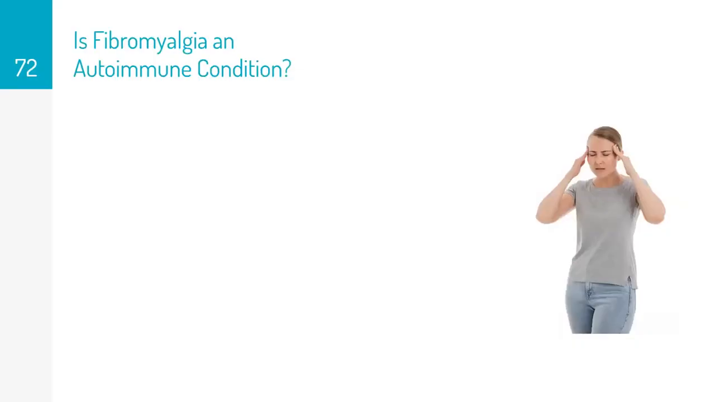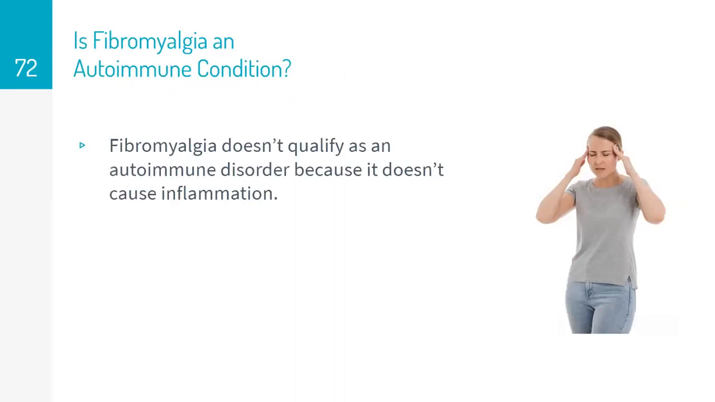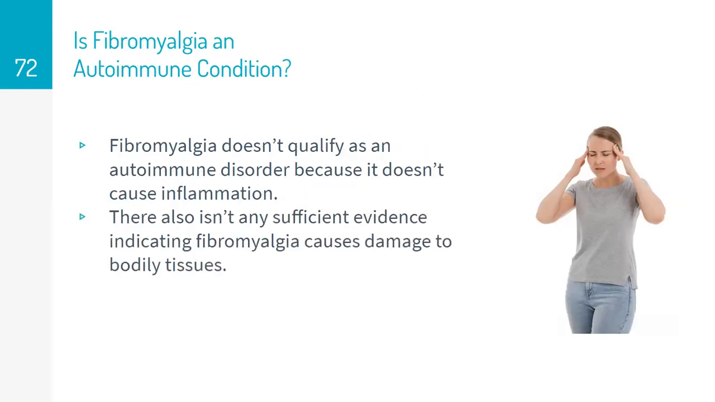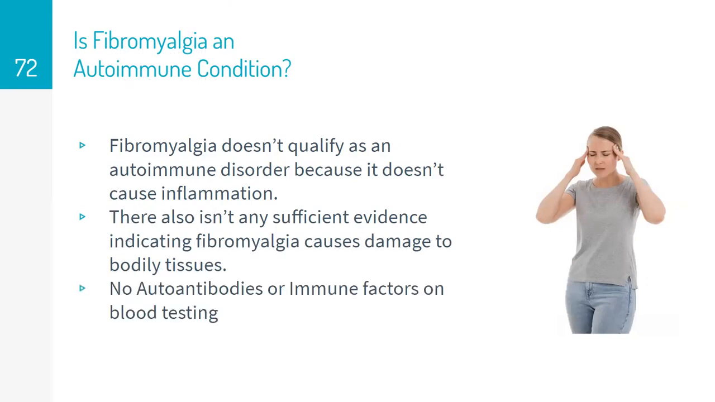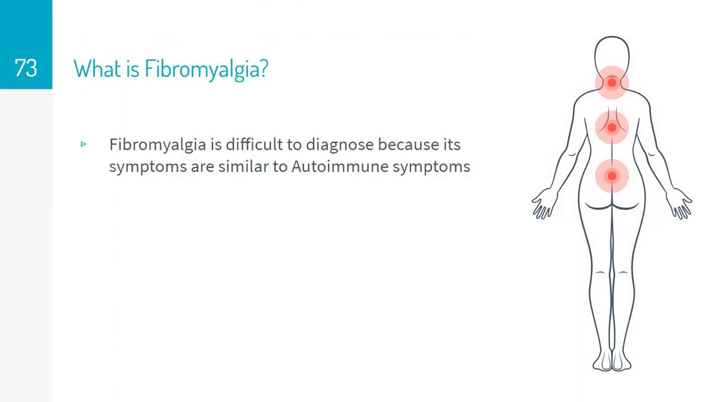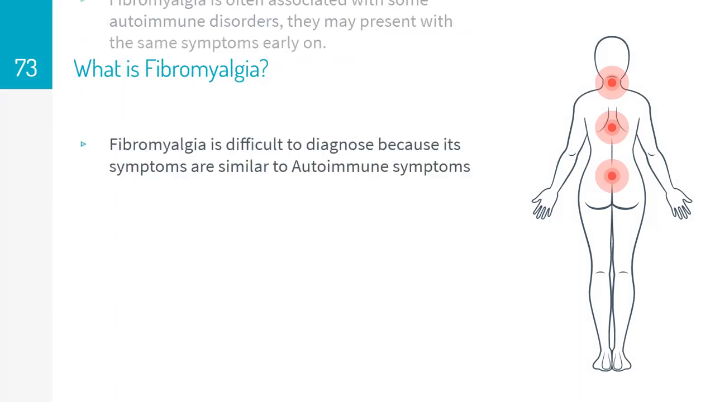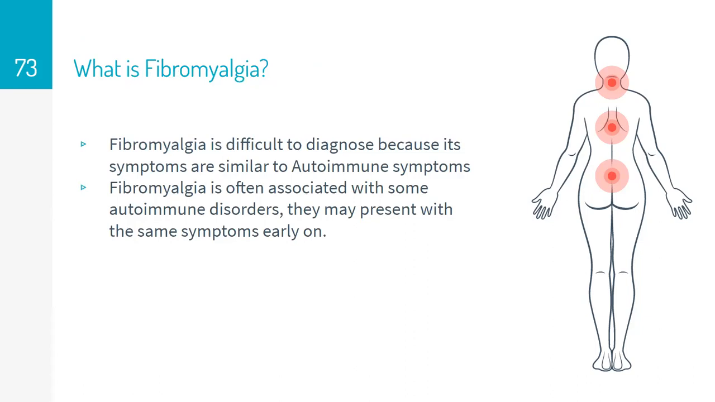And then we get into, is fibromyalgia an autoimmune condition? So it doesn't qualify as an autoimmune condition or disorder because it doesn't cause active inflammation and tissue damage. And as a result, when we do scans of people with primarily fibromyalgia conditions, we don't see structural changes or damage to the tissues. Also, when we do blood tests, there are no autoantibodies or immune factors on blood testing. So basically, it can be difficult to diagnose because the two can look a lot like each other.